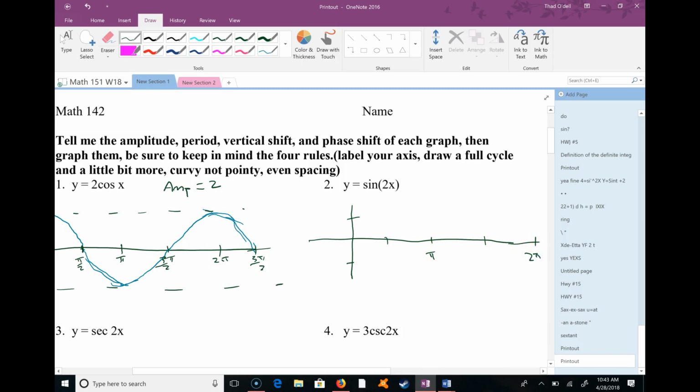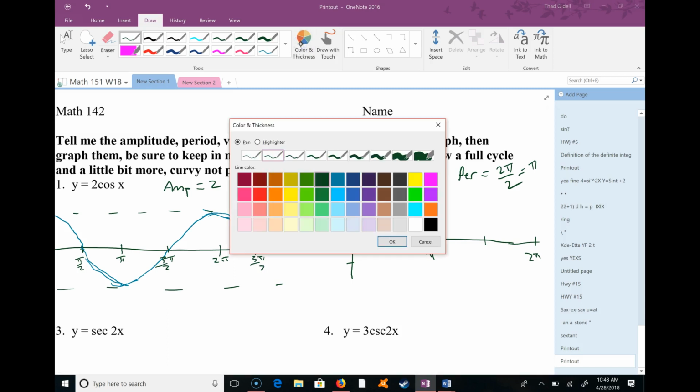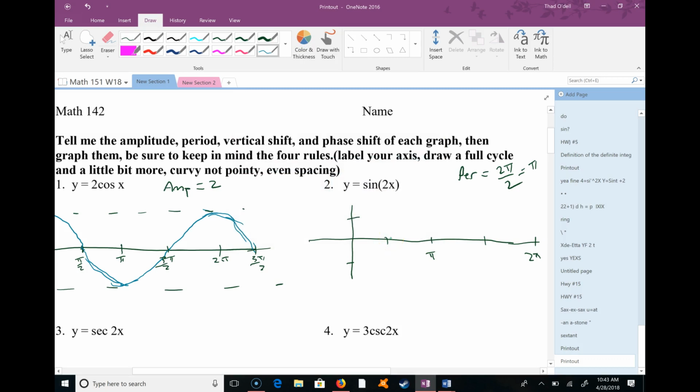So now this 2 is what we call frequency. And remember that period is equal to 2 pi divided by frequency, which means my new period is going to be pi. So that means this is a sine curve that's going to complete itself by the time it gets to pi. So what does the sine curve look like? It starts at the middle, which would be right here, and it ends at the middle. So that's where it ends, at pi. Halfway through the cycle, it's at the middle.